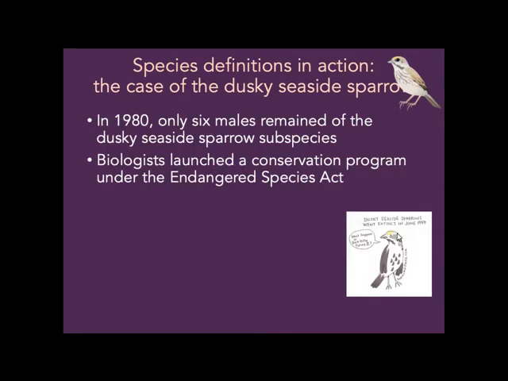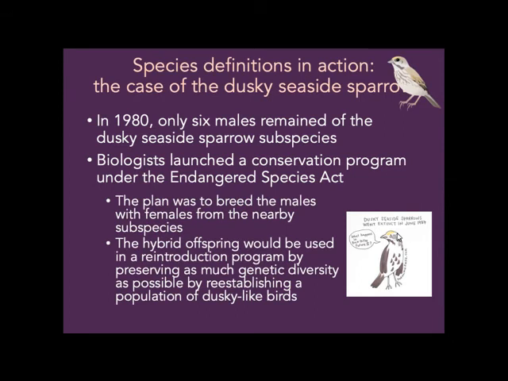So in 1980, there were only 6 males left of the dusky seaside sparrow subspecies. Biologists launched a conservation program under the Endangered Species Act. They figured that population was most closely related to the one next to it, so they'd breed those males with females from the nearby subspecies, and then use the hybrids and reintroduce them into the area to reestablish a population that at least preserved some of the genes in the dusky seaside sparrows.